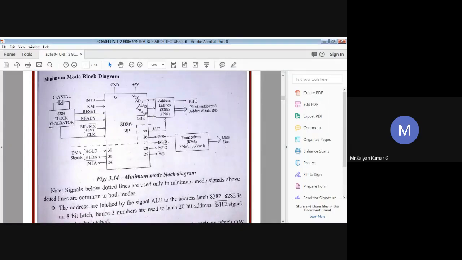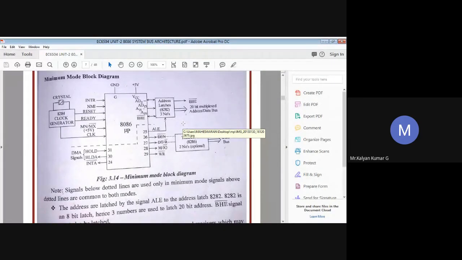And apart from this clock generator, we have another important device which is commonly used as a bus controller. This bus controller will not be available in minimum mode; it is specifically designed for use in maximum mode.